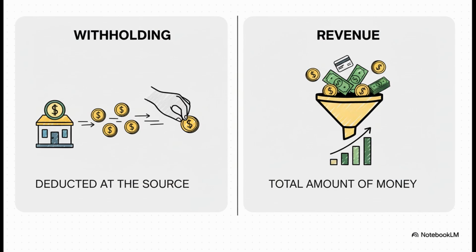So, our two paths are the withholding path and the revenue path. The first one is all about tax that's already been taken out of payments you receive. The second one? That's about the total amount of money your business brought in, your top-line sales. One looks at specific transactions, the other looks at the whole business. Let's start with the withholding path.